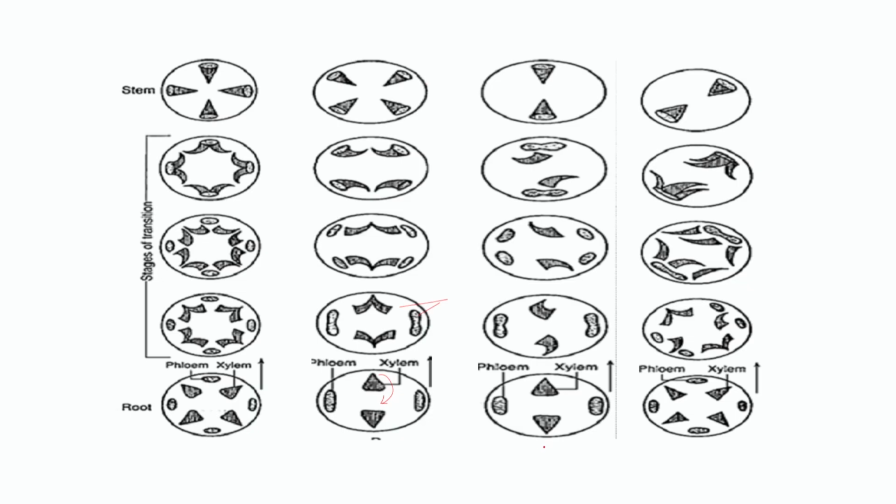In the third type, you can see here, we are starting with 2 patches. Here, in this case, phloem is dividing, however xylem is not dividing. But definitely xylem has to flip because the exarch condition has to be converted into endarch. So it is flipping 180 degrees, but it is not bifurcating.